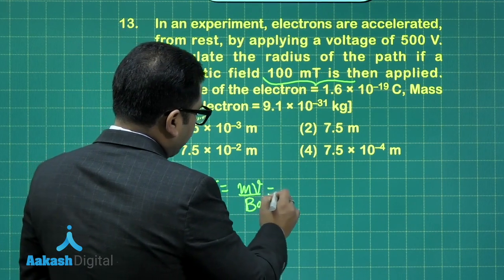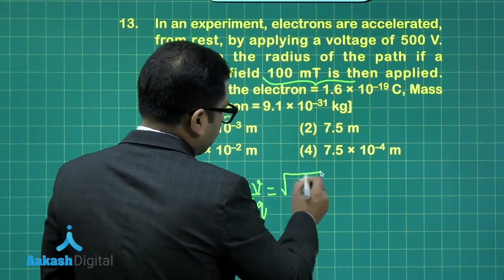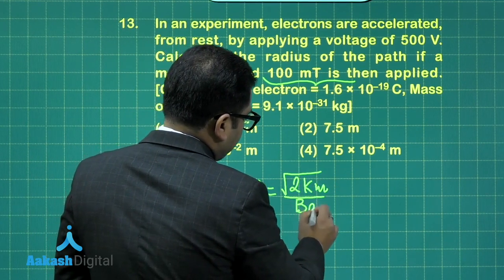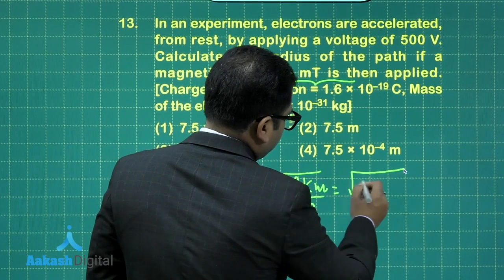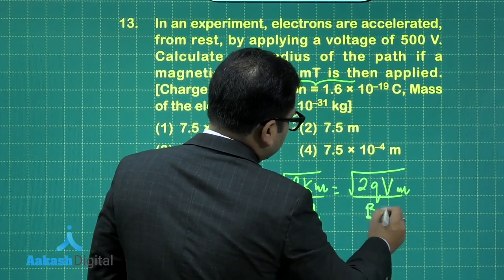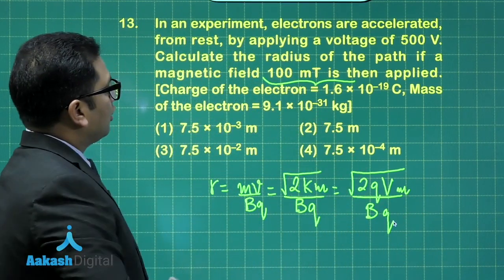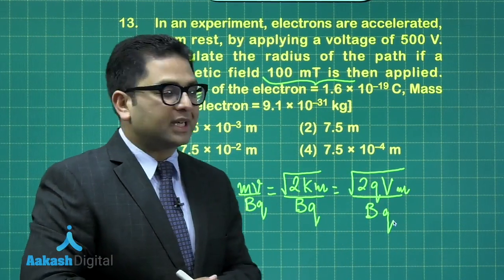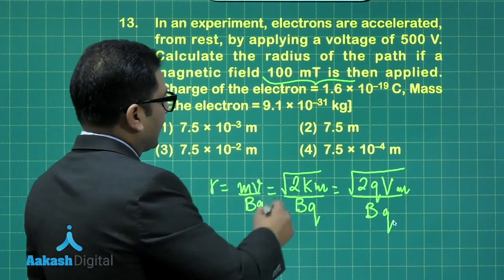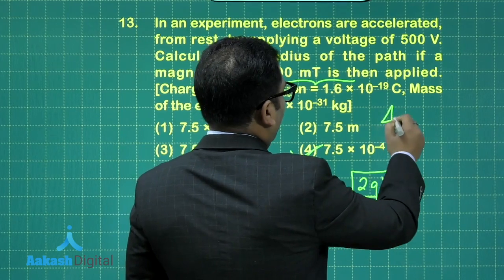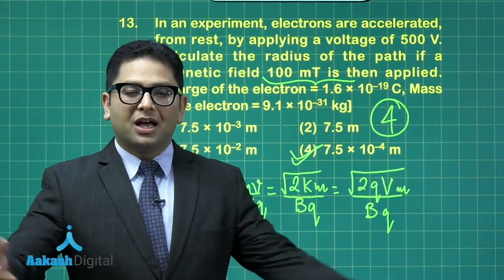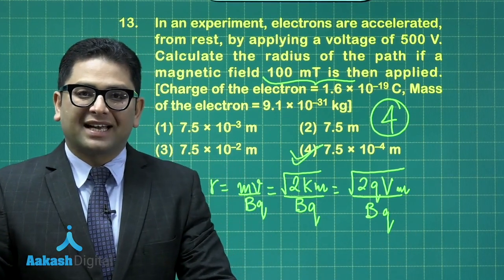Well, mv is the momentum, and that can be written as root of 2Km by Bq, and the kinetic energy gives root of 2qVm upon Bq. That's all, nothing more than that. You put in the values of all those parameters and you would get 7.5 into 10 raised to the power minus 4 as the radius, thereby making option number 4 the correct option for question number 13. All right, let's move ahead to the next question now.